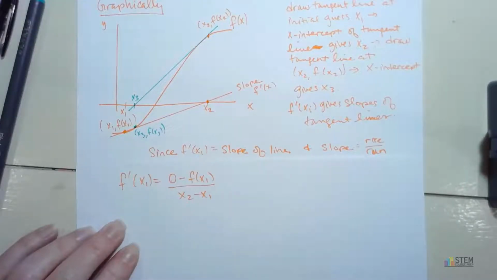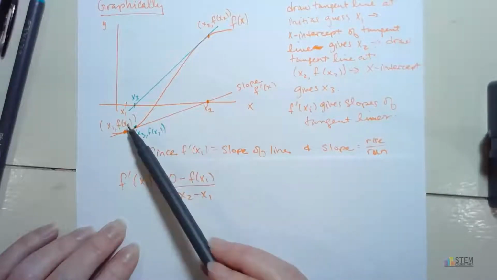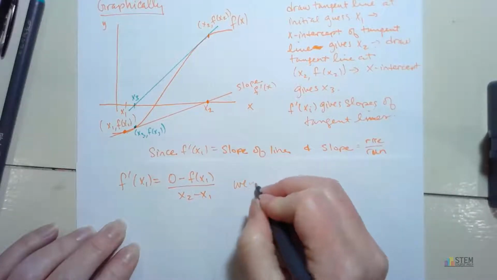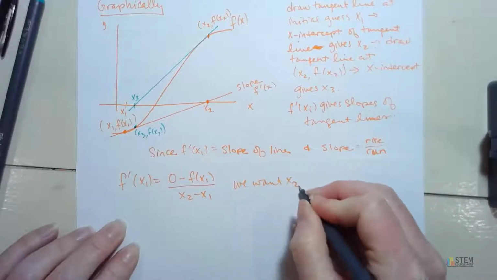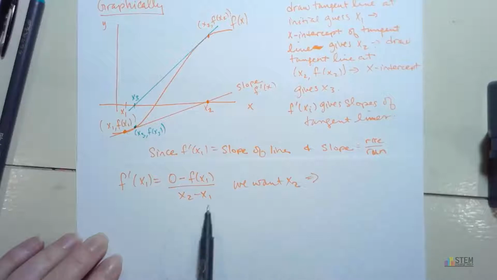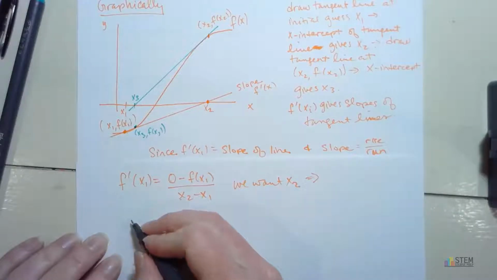So just subtract those. Now what I'm looking for is I want to know where x2 is. I already know x1 because that was my initial estimate. I provided that to the method. So now I need to know where x2 is. So let's just put we want x2. Now all you're going to do is take this equation and solve for x2. Quick and easy, right?